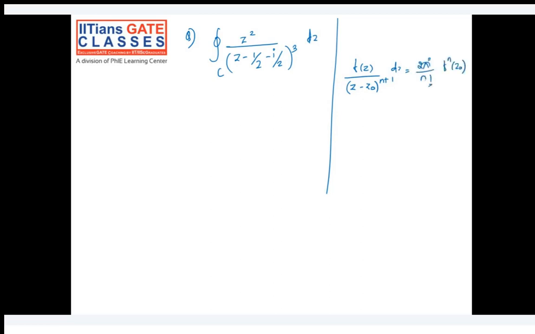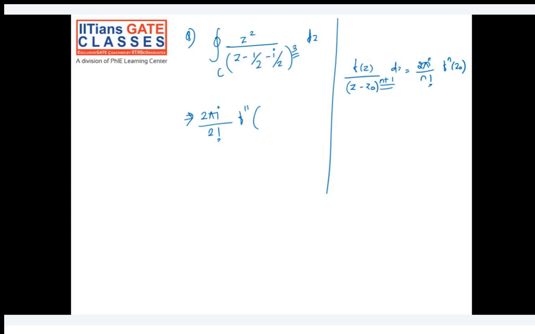So using this formula, how will things look? 2 pi i as it is. n plus 1 is 3, so it will be divided by 2 factorial and the double derivative, f double dash of z naught. And what is z naught here?